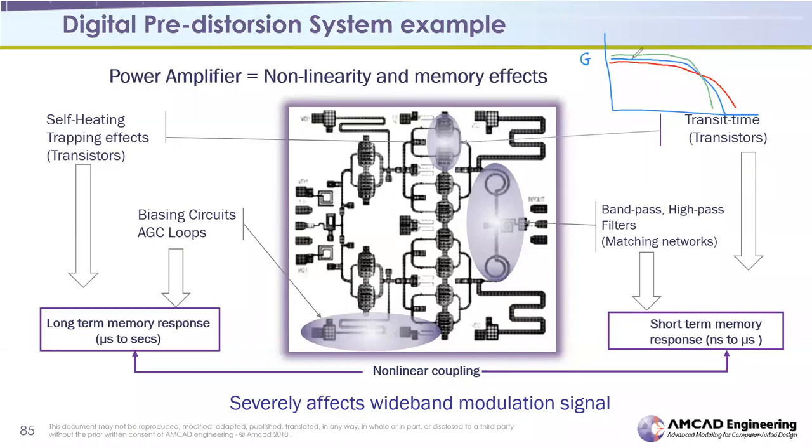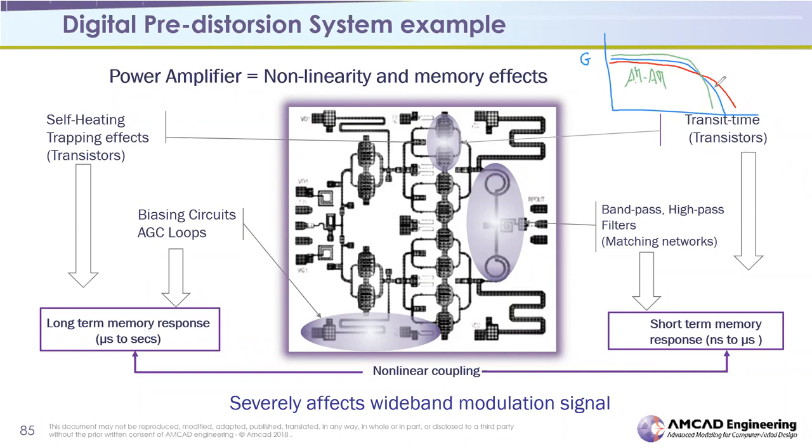It means for every frequency, I will have a different response of the AM to AM conversion. This is due to the matching circuit, because my matching circuit will behave differently at each frequency. The impedance that I see here at F1 is different from the impedance I see at F2 and F3. That's why my gain is different. This is what we call the high frequency memory effect, and this is related to the AM to AM conversion.